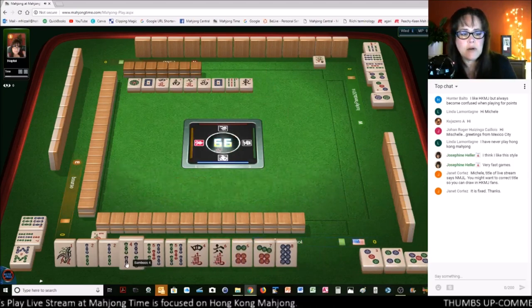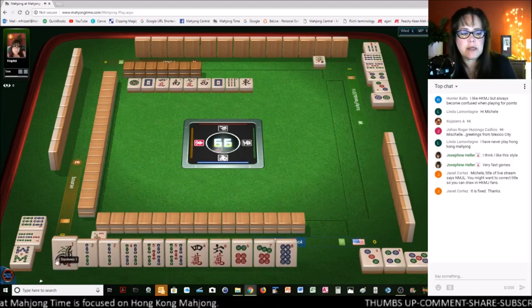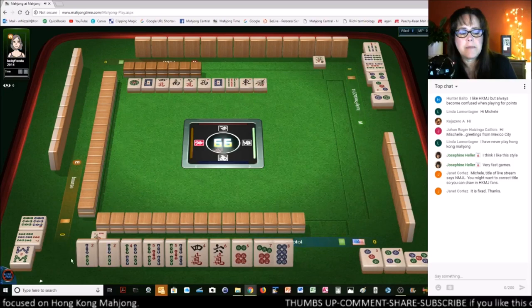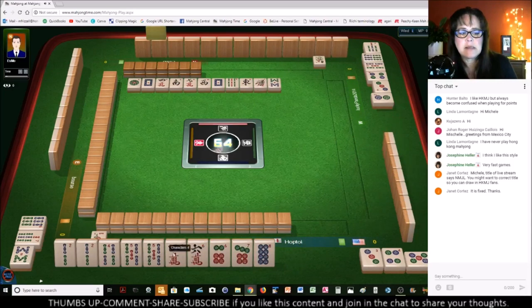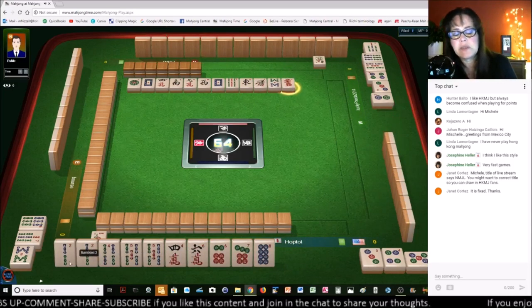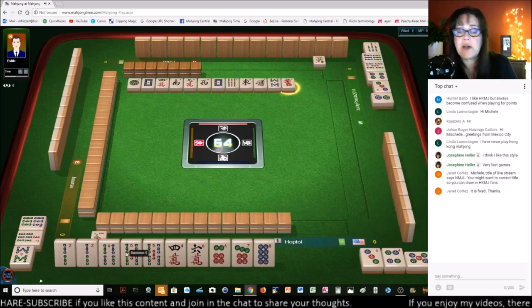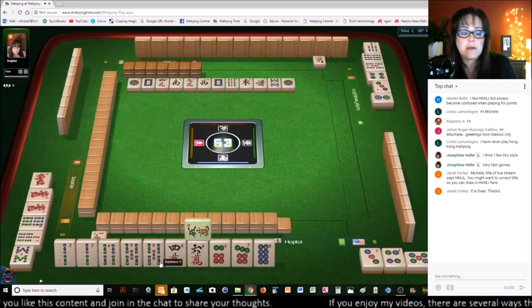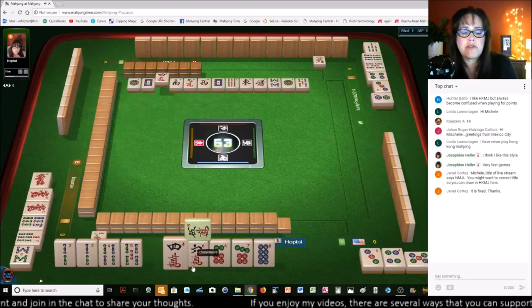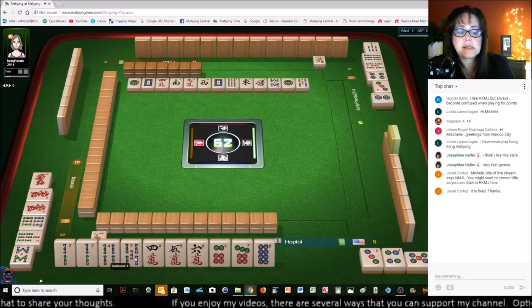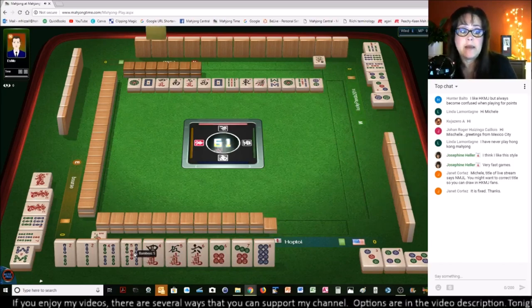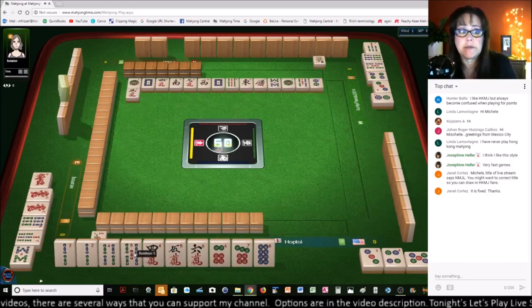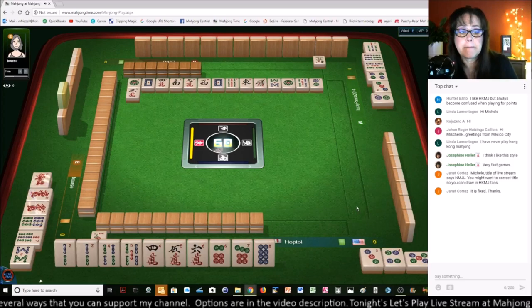Chow. Okay, now let's get rid of the one bamboo. Because we have a 2-4 and a 4-6. The next one, we could use the two bams as a pair and use the 4-5, which is a side wait. One dot. Let's get rid of the five. And we're ready now on a side wait with the four bam, five bam, which is a really good strong wait. One of two tiles will bring a mahjong. A three bam or a six bam.